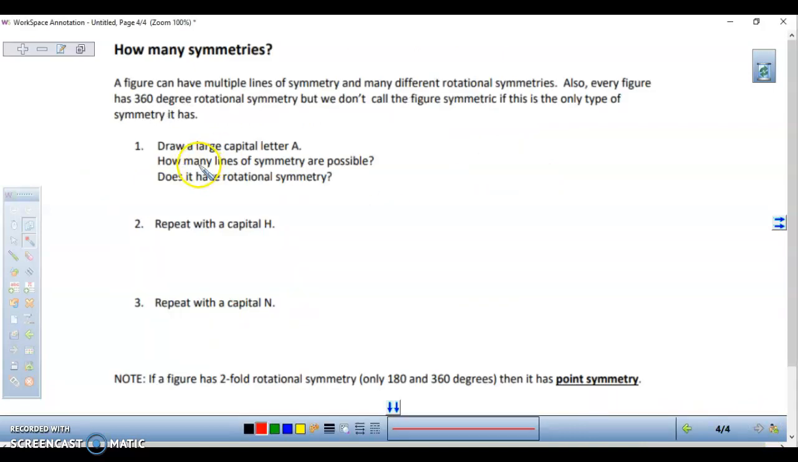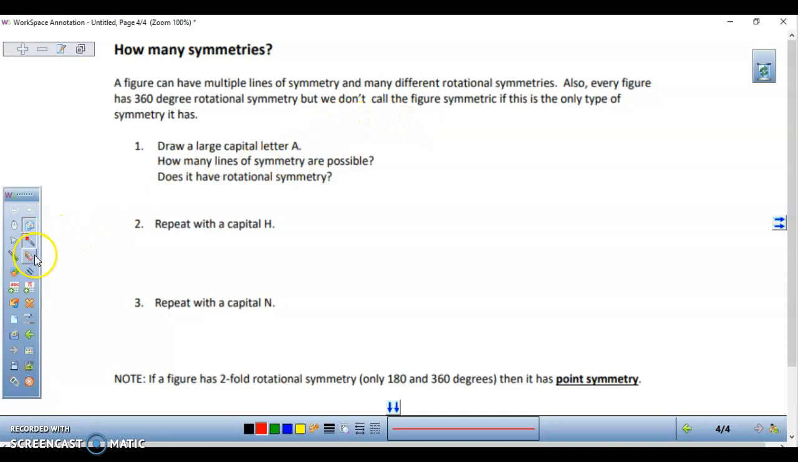And the last little thing today is just symmetry, and we'll do this quickly. How many symmetries does a figure have? A figure can have multiple lines of symmetry and many different rotational symmetries. Also, every figure has 360-degree rotational symmetry, but we don't call that figure symmetric because that's the only type of symmetry it has, and everything has that.